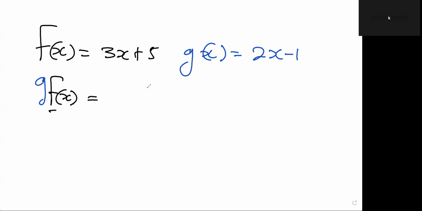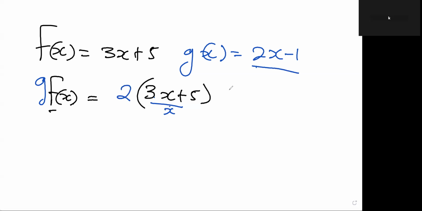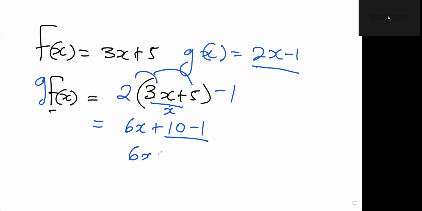So we write f first, which is 3x plus 5, and then we write g in terms of x. We're gonna write back g, but we're not gonna put the x. This is our x in g. So we put 2 here, and that's x minus 1. Then 2 times 3 is 6x, 2 times 5 is 10. So you multiply this by 2 and this by 2. These are the only like terms, so it will be 6x. 10 take away 1 gives you 9. So the answer is 6x plus 9.